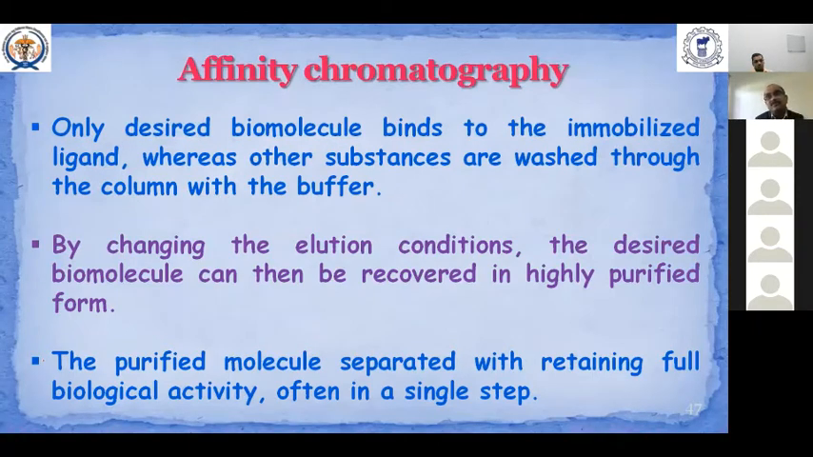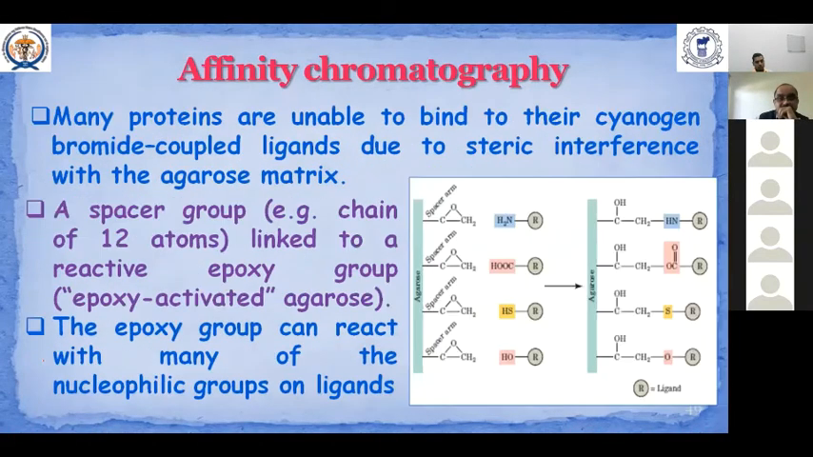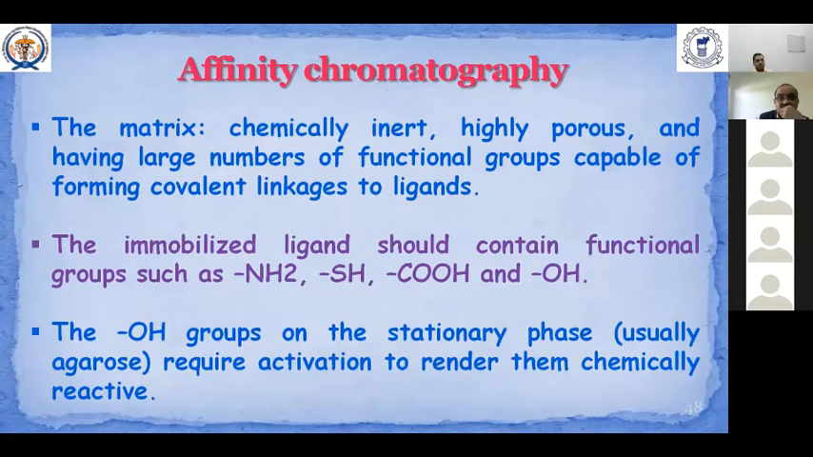An important aspect of this technique is immobilization of the ligand on the matrix. The ligand is attached to a matrix that is chemically inert, highly porous, and having a large number of functional groups capable of forming covalent linkage with the ligands. And this ligand should contain a functional group for making the covalent linkages with the matrix.